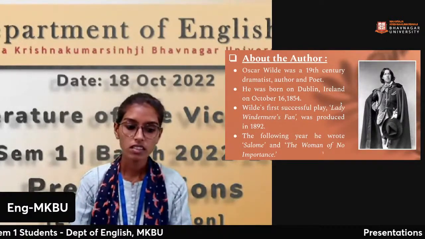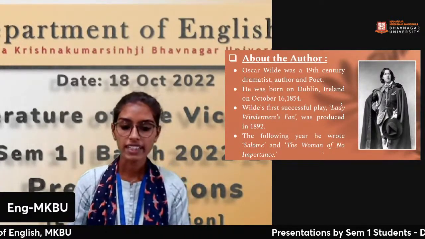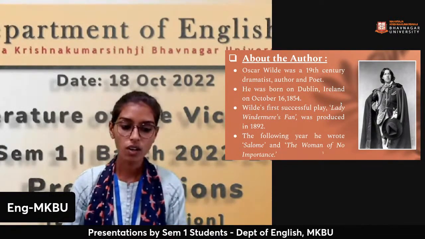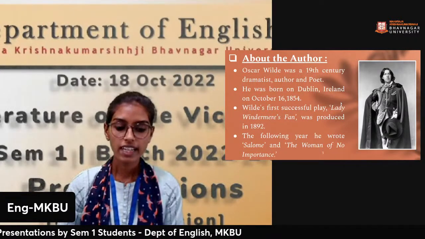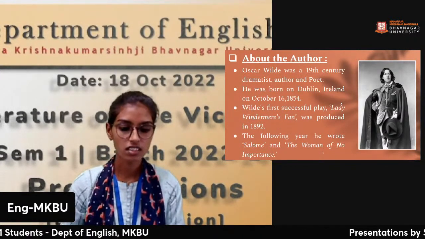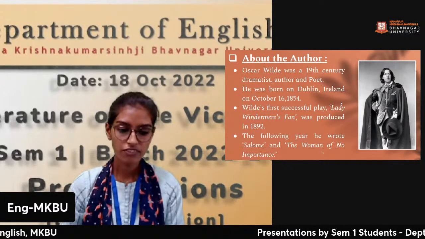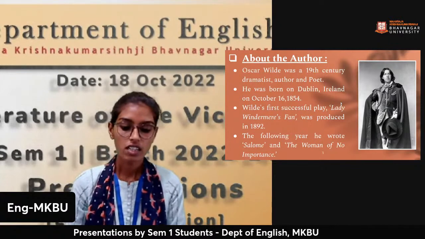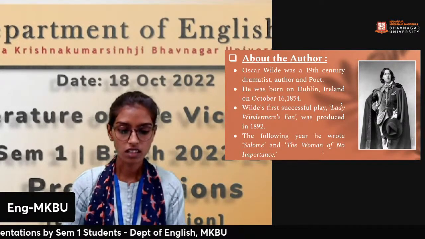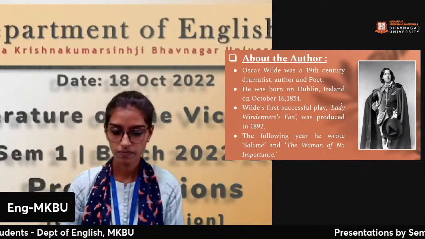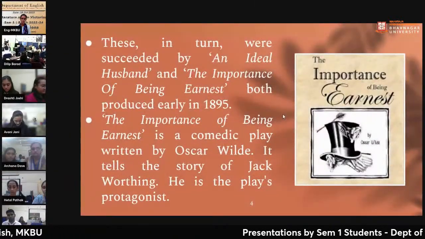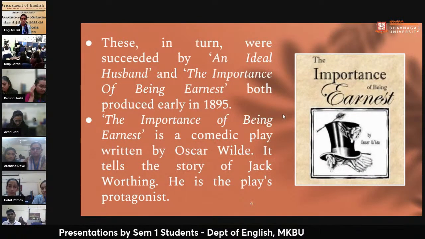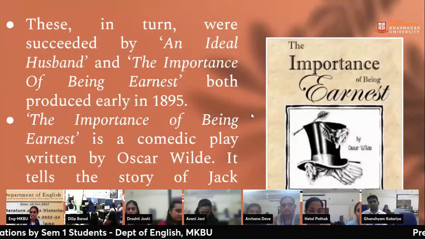about the author. Oscar Wilde was a 19th century dramatist, author and poet. He was born in Dublin, Ireland on October 16, 1854. Wilde's first successful play, Lady Windermere's Fan, was produced in 1892. The following year, he wrote Salome and A Woman of No Importance. These in turn were succeeded by An Ideal Husband and The Importance of Being Earnest, both produced early in 1895.